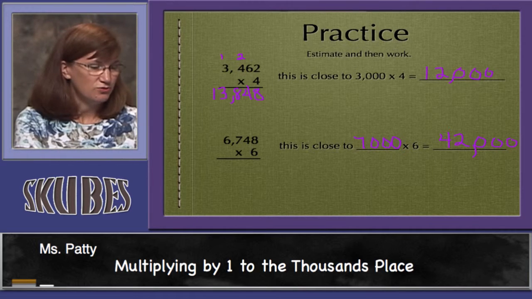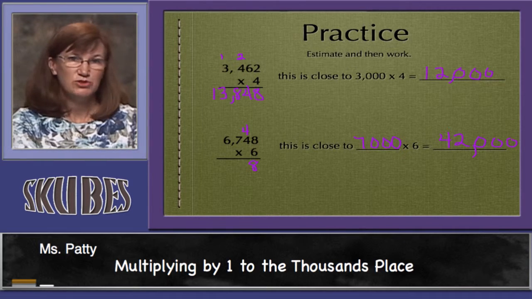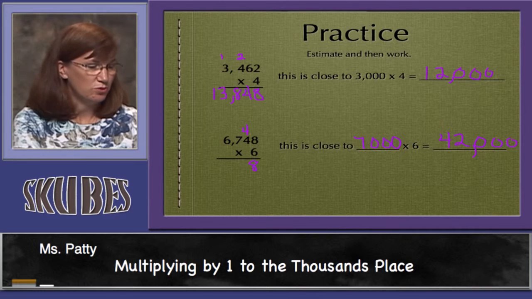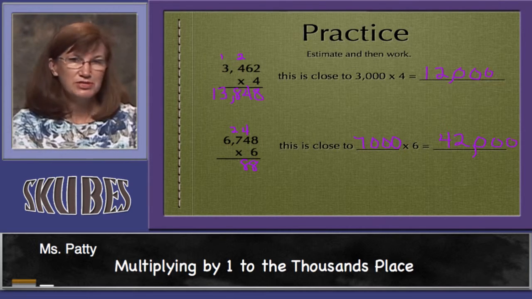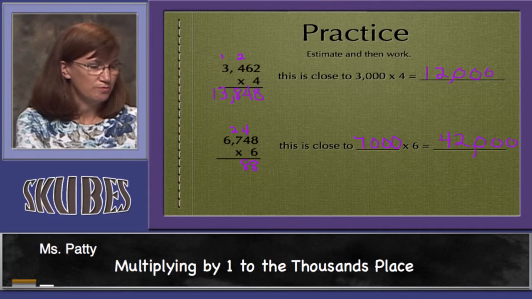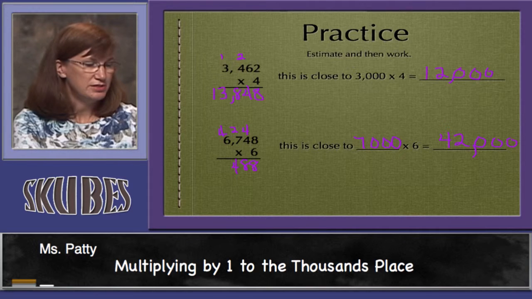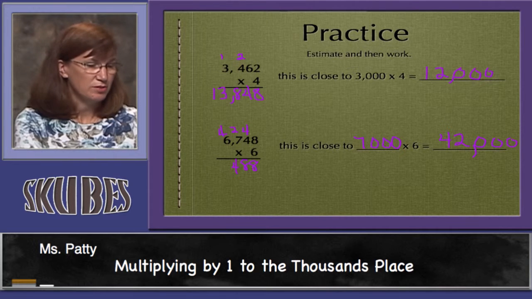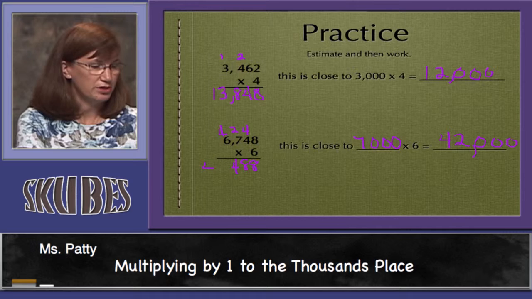6 times 8 is 48. Carry your 4. 6 times 4 is 24, plus 4 is 28. Carry your 2. 6 times 7 is 42, plus 2 is 44. Carry your 4. 6 times 6 is 36, plus 4 is 40. Put your comma.